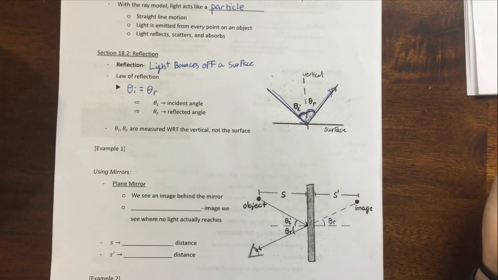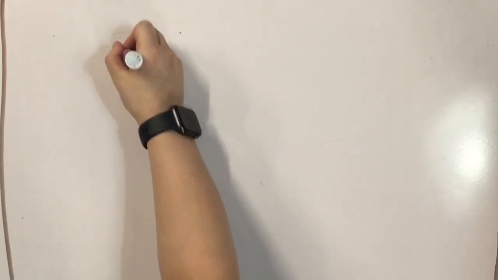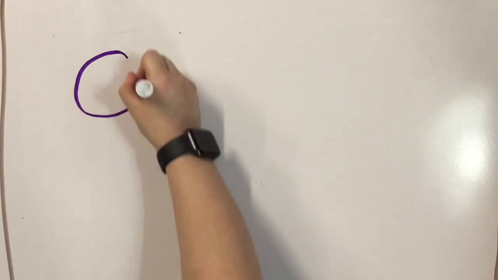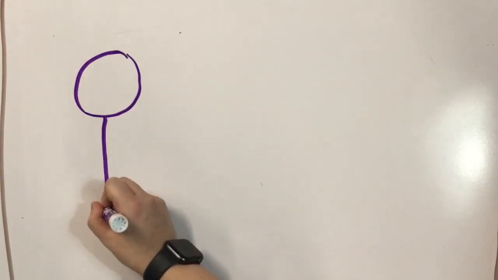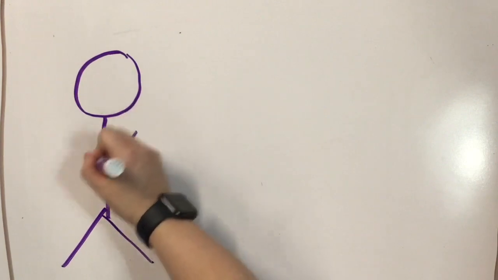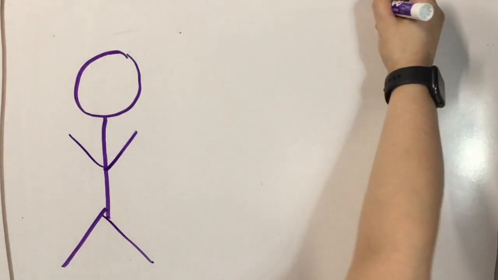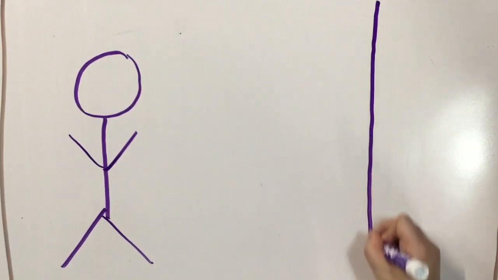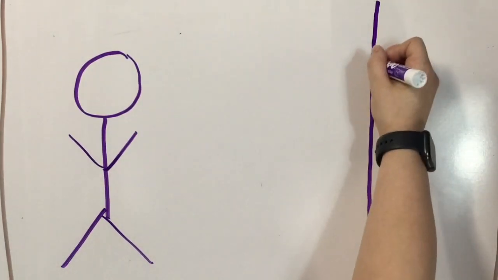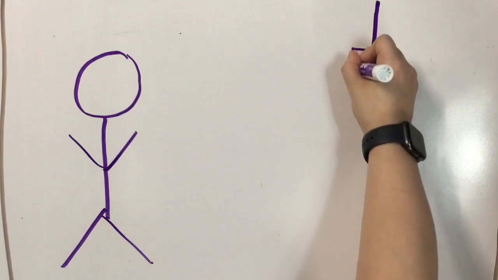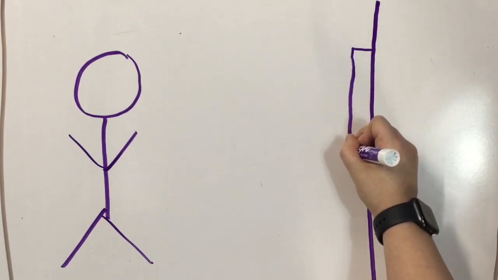Let's try an example. If your height was h, what is the shortest mirror on the wall in which you could see your whole image? So let's start out by drawing it. So we have you, we have the wall, and we have our mirror.